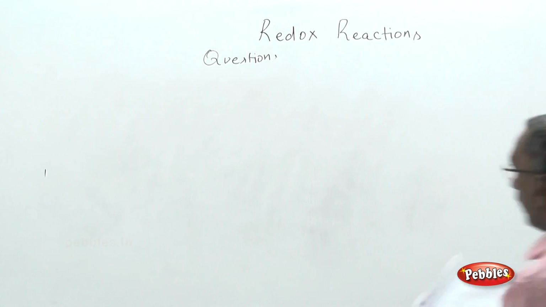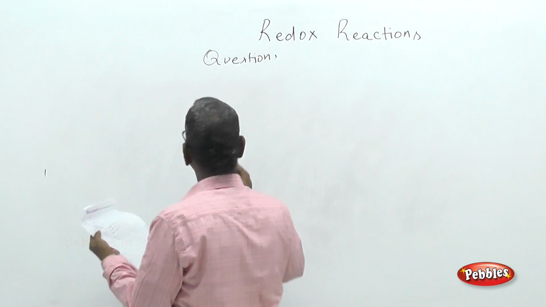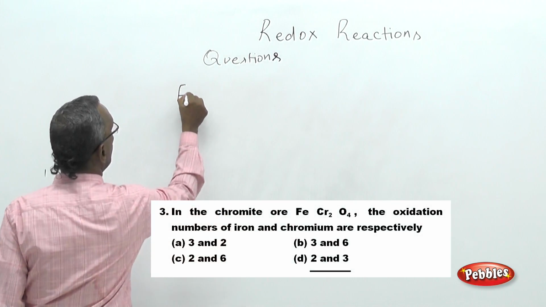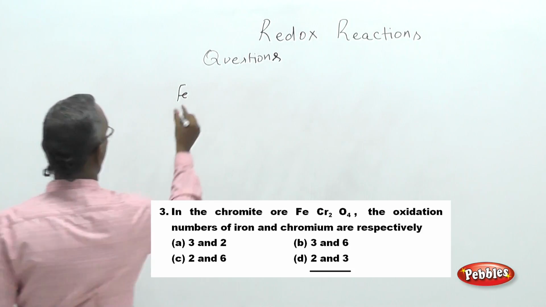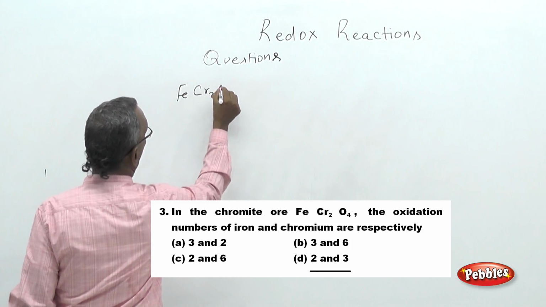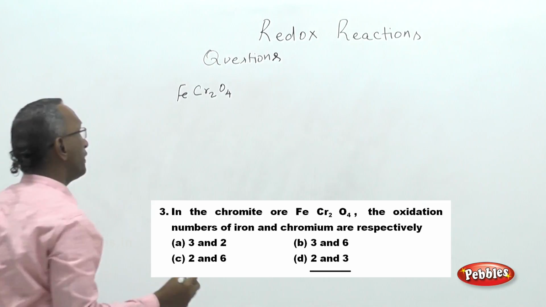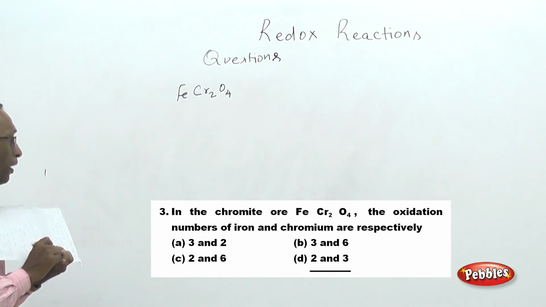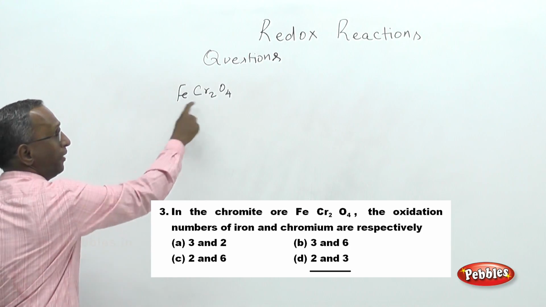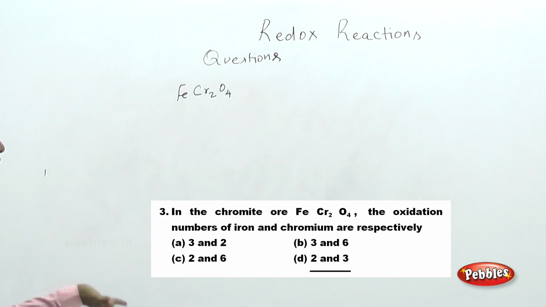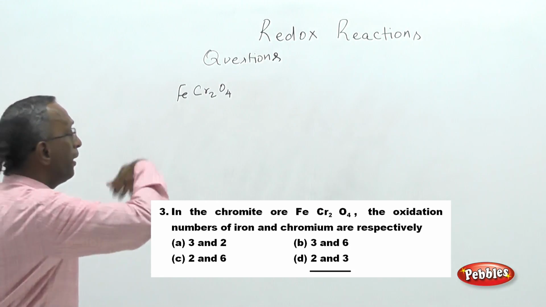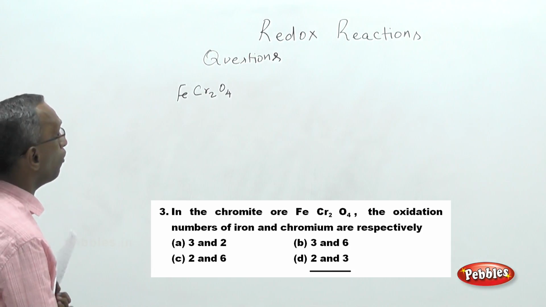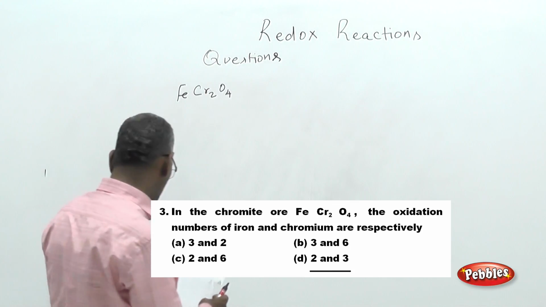Now next question reads: the chromite ore formula is FeCr2O4, that is iron chromite. This is called chromite ore. Ore is a compound of metal, so it is a mixture of metals. Two metals occur in this ore, a metallic compound which is available in the earth crust. It can be purified to get the respective metals. So it is a standard ore of chromium. Chromium is extracted from the chromite ore.